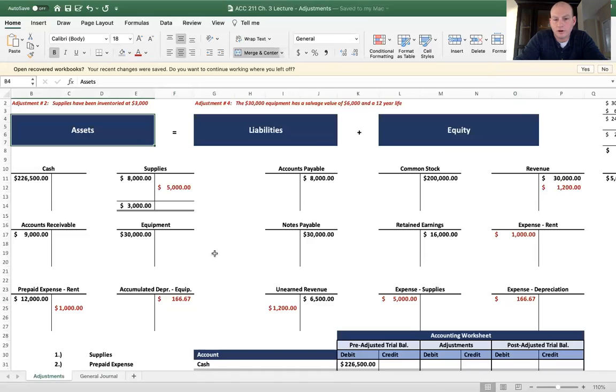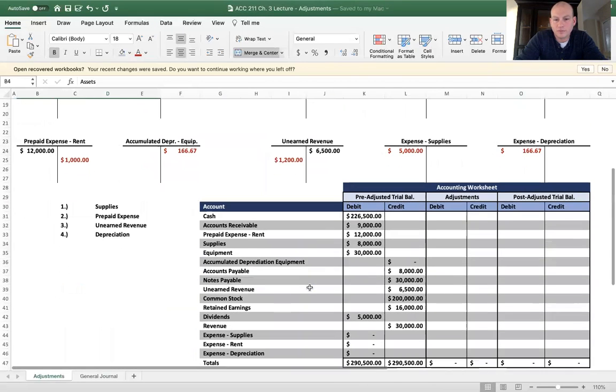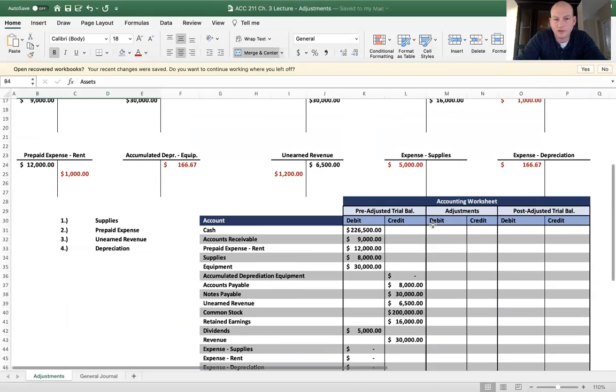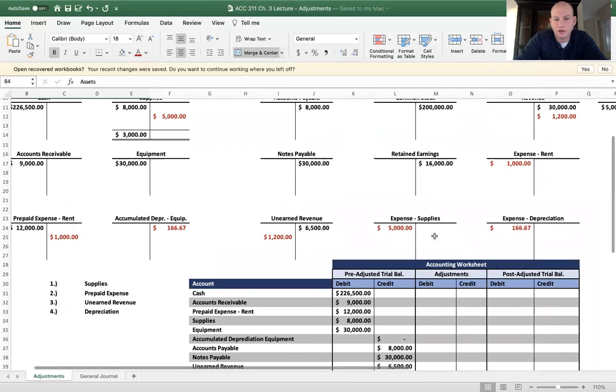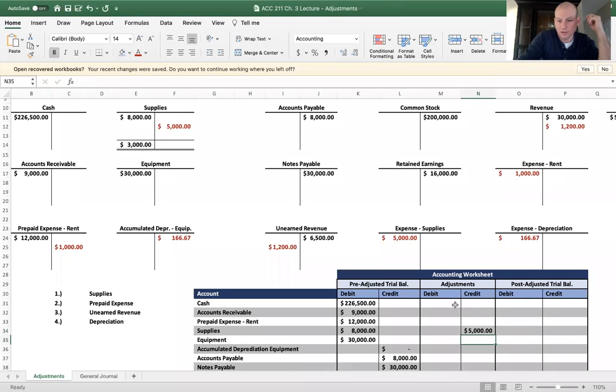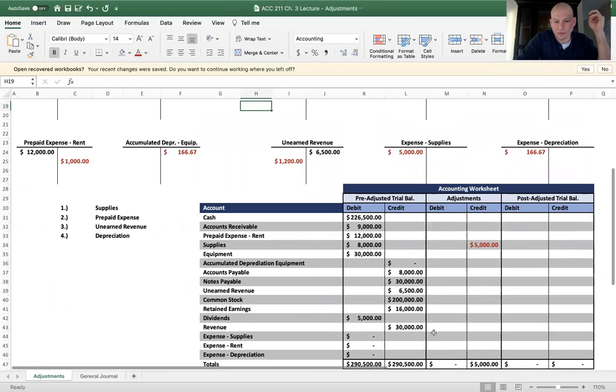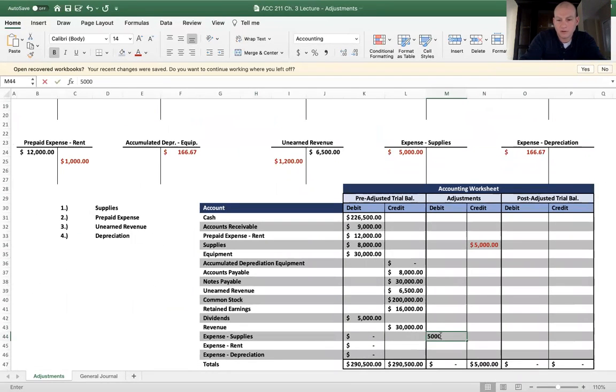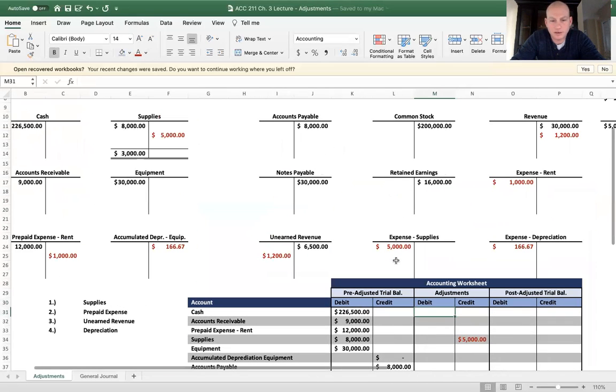Now it's time for our adjusted trial balance. You see here we have our pre-adjusted trial balance, and now all we have to do is plug in our adjustments. We just plug in each of these entries here. Our supplies account has a credit of $5,000, and supplies expense was debited for $5,000. Okay, so that takes care of the supplies.